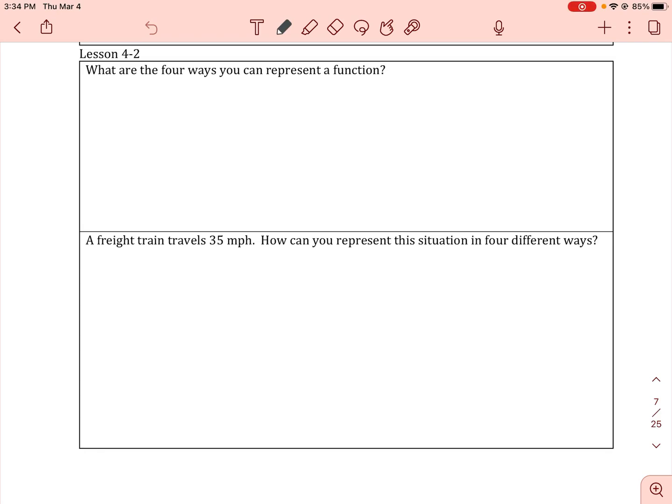All right, starting here with functions. What are the four ways we can represent a function? One that we've been talking about a lot, ordered pairs. Ordered pairs always have parentheses, x, comma, y. The x coordinate is labeled first, y coordinate is labeled second.